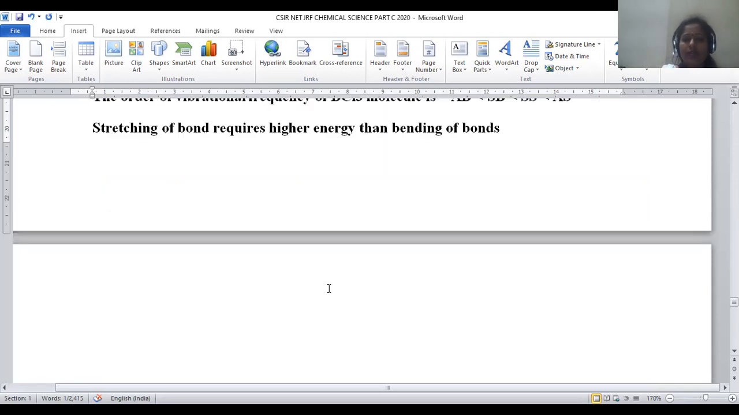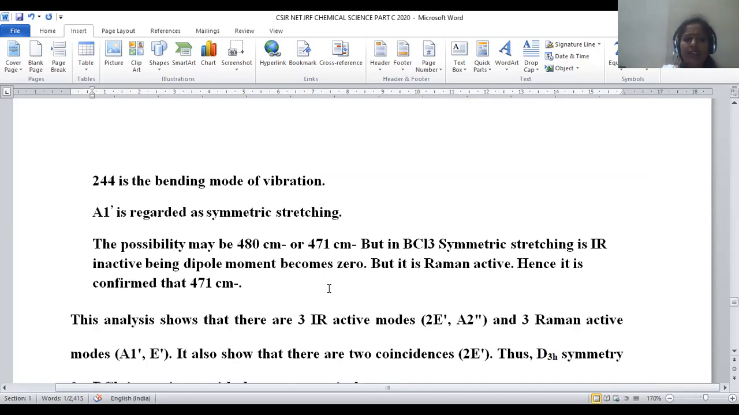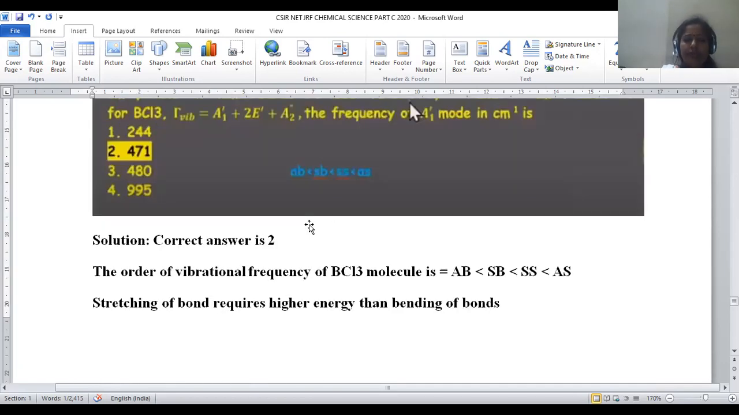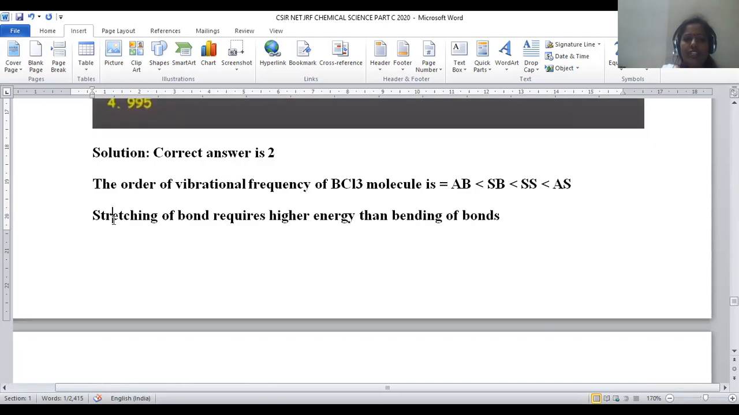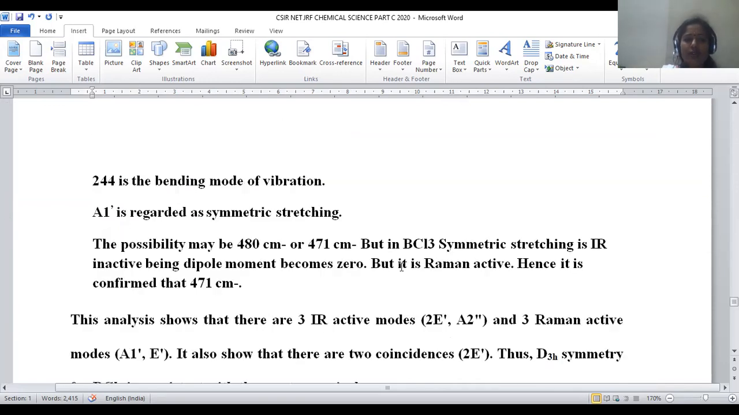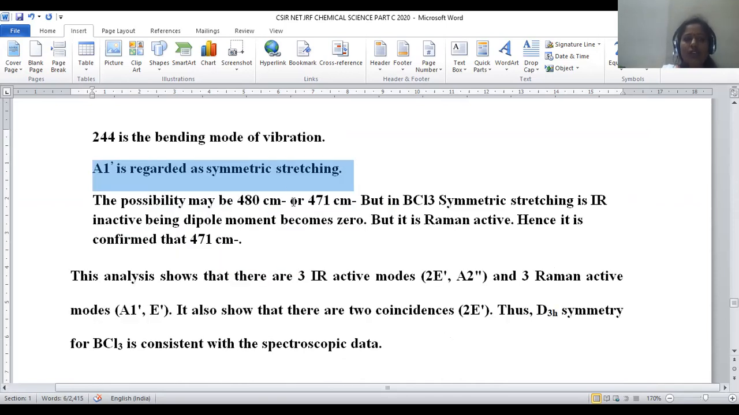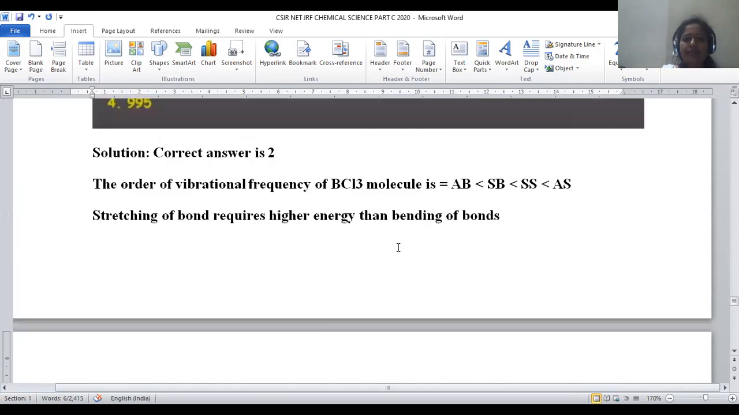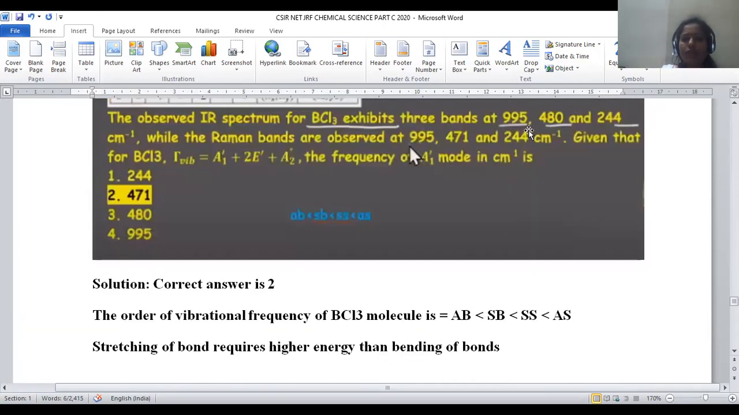So for that purpose, we have data from the given problem that stretching always requires higher energy when compared to bending. We just discussed that. And 244 is the bending vibration. So A1 dash is regarded as a symmetric stretching. When we have this kind of symmetric stretching, the possibility may be 480 or 471.